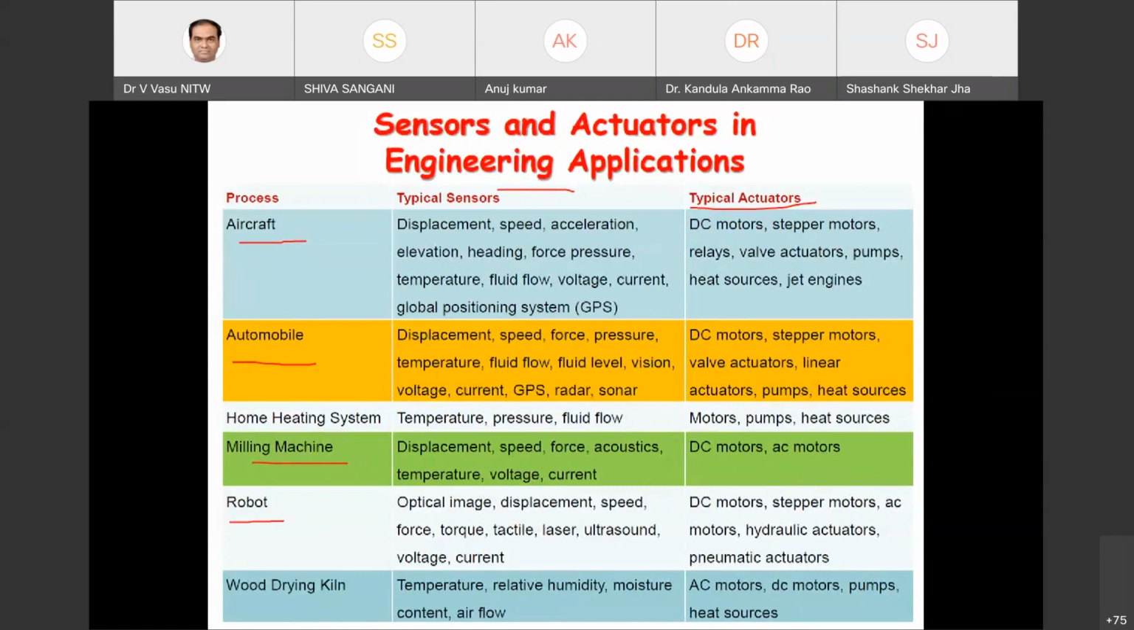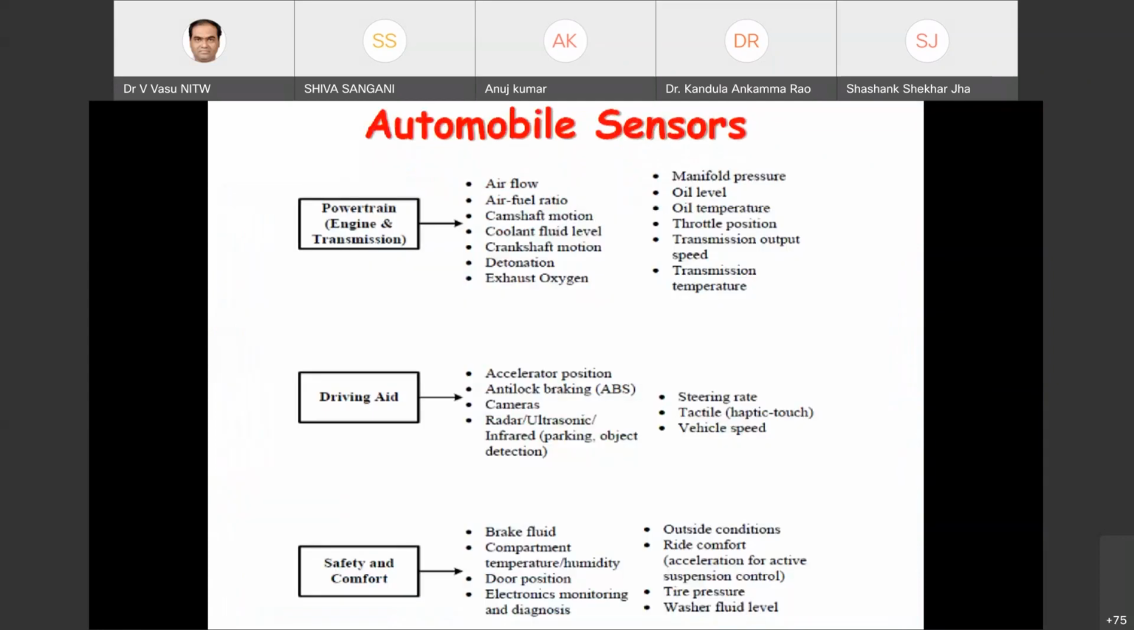We will mainly discuss the sensors required for the robot, everything in a detailed manner. At the same time, I will give you a brief idea of the different sensors required for the automobile industry. In the automobile, the main sensors are for the powertrain, that is the engine and transmission systems, and for driving aids like ABS and cameras, and also safety and comfort sensors.